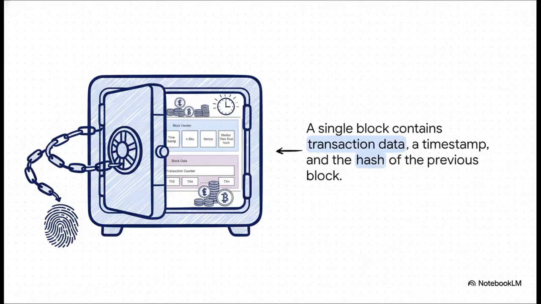Let's zoom right in on a single block. You can think of it like a secure digital safe. Inside, it's holding a bunch of transaction data, a timestamp saying when it was created, and this is the secret sauce, a unique digital fingerprint or a hash of the block that came directly before it.